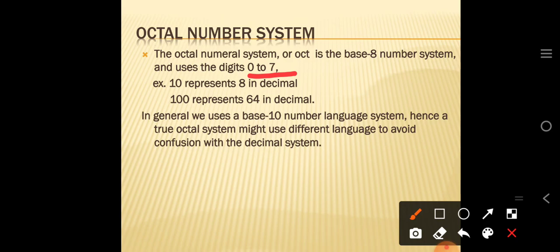For example, 10 in octal is represented as 8 in decimal, and 100 in octal represents 64 in the decimal number system. How we can represent this, we will see in the next slide. In general we use the base 10 number system, hence a true octal system might use different language to avoid confusion with the decimal system.